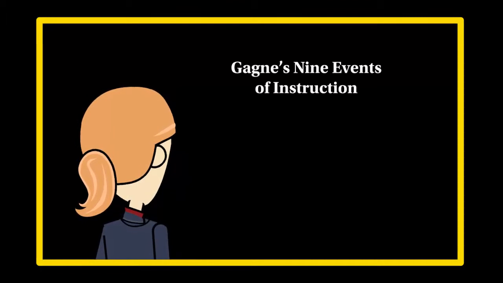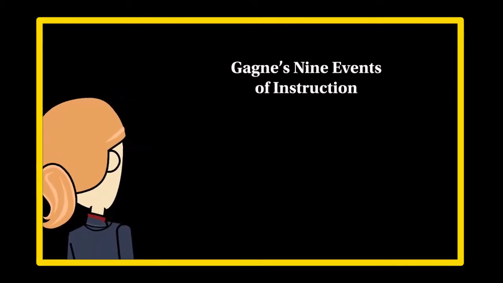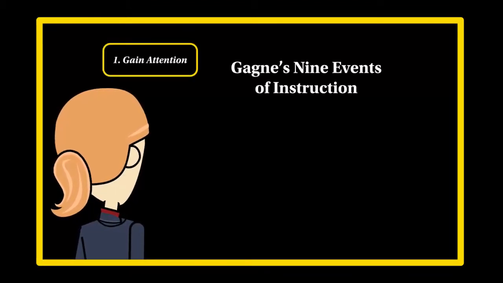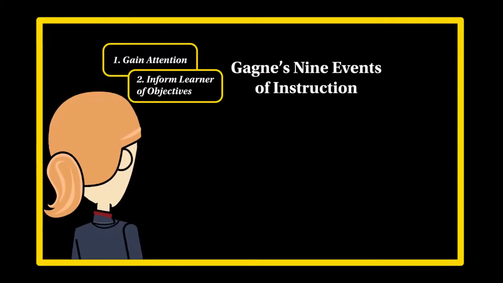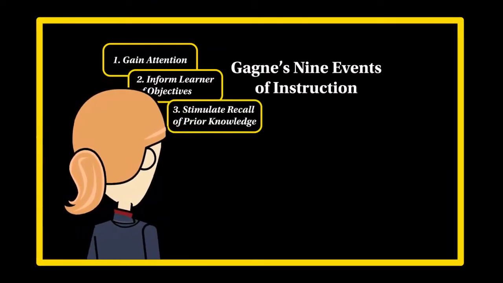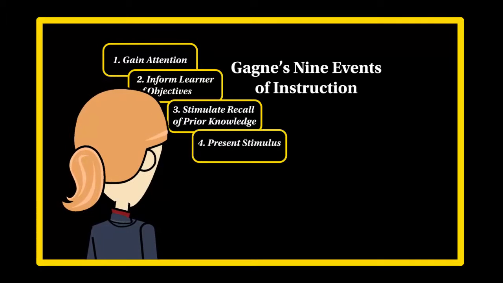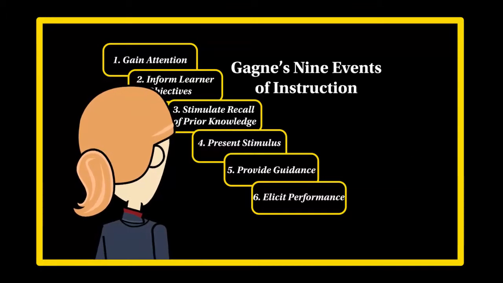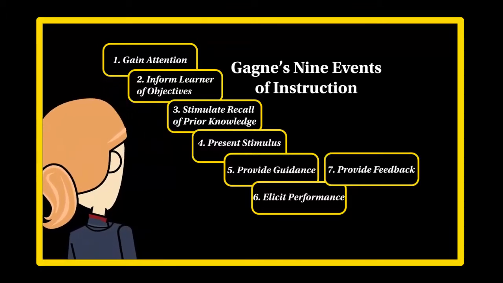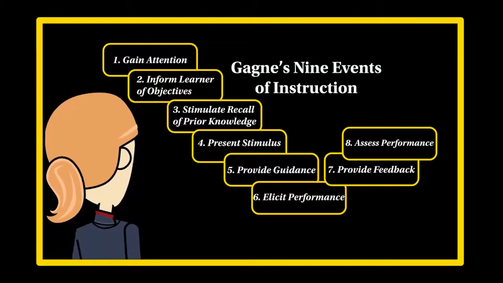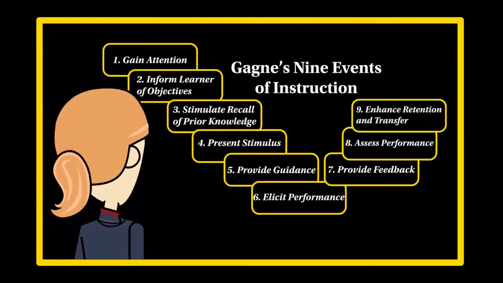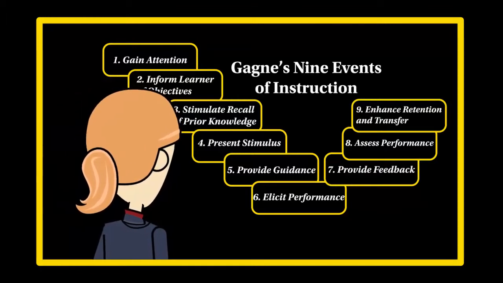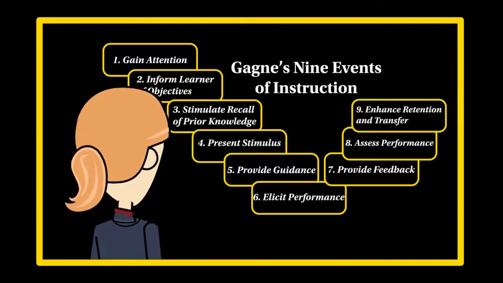Sequencing and clustering your instruction should consider Gagne's 9 events of instruction, which are gaining attention, informing the learner of the objective, stimulating recall of prerequisite learning, presenting the stimulus material, providing learning guidance, eliciting the performance, providing feedback, assessing the performance, and enhancing retention and transfer. Dick and Carey suggest taking Gagne's events and structuring your instructional strategy through 5 steps in order to best align your instruction with Gagne's events.